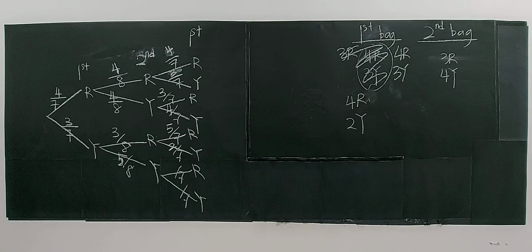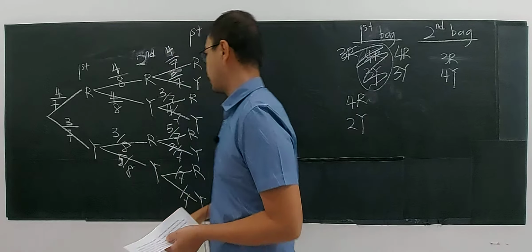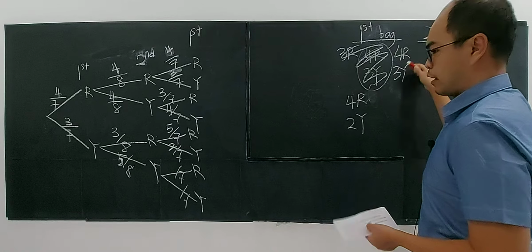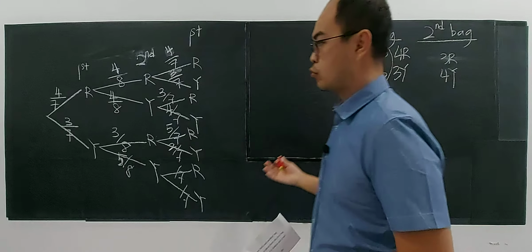The next one, okay, let's go for this. Try to think, right? For this, you have taken out yellow first. Initially you have 4 red, 3 yellow, right? If you take out yellow, you still have 4 red, 2 yellow, right?